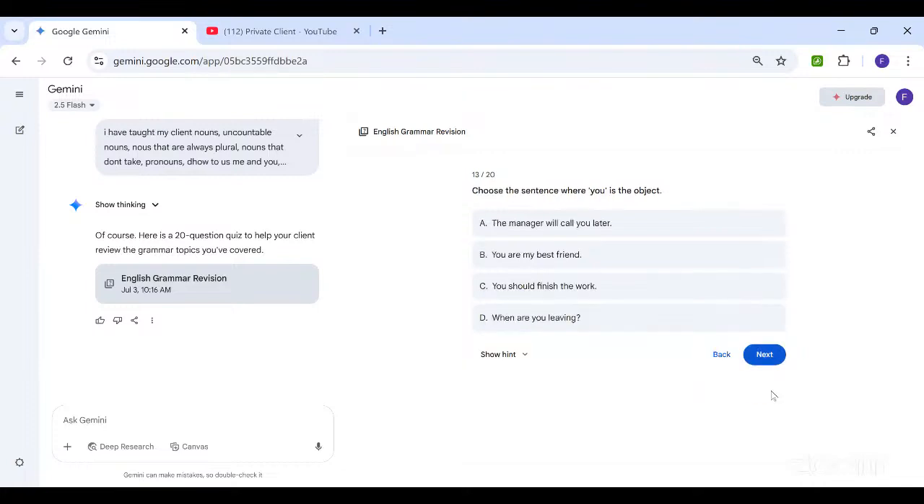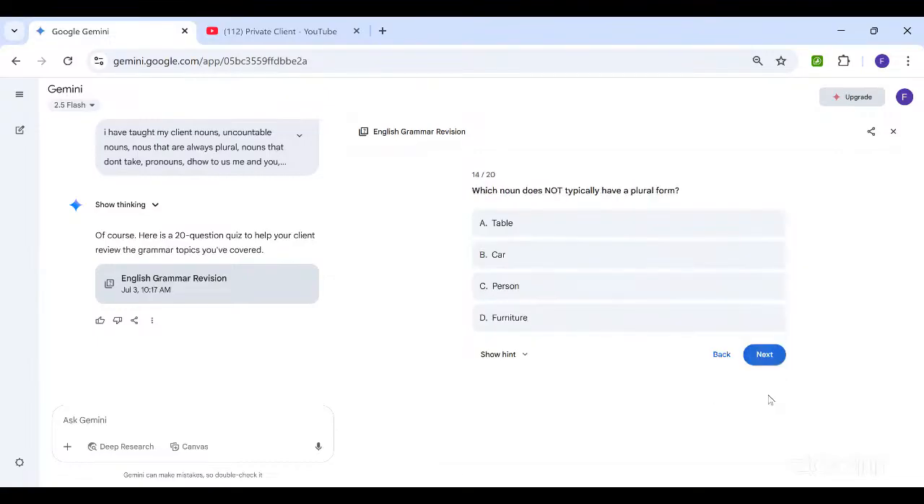Choose the sentence where you is the object. You is the object, the receiver of the action. Okay. The manager will call you later. You are my best friend. You should finish the work. Where are you? When are you leaving? So it's A.